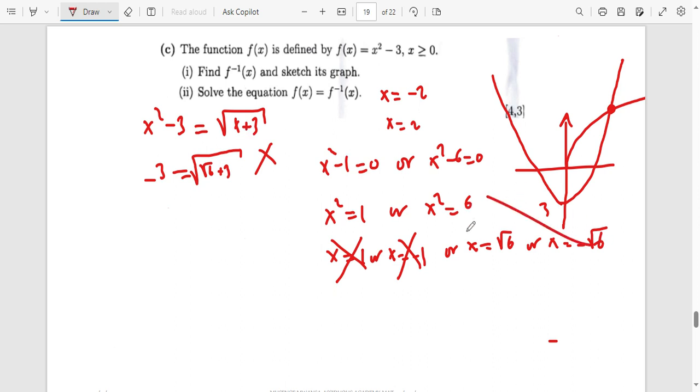Try to put negative square root of 6. Negative square root of 6 squared would be 6. 6 minus 3 is a 3. And that should be equal to square root of, where there is x again, put a negative square root of 6. So negative square root of 6 plus 3. The answer you square root. That will be 0 point something. So none of this is proving. So meaning that there is actually no solution. That's the meaning.